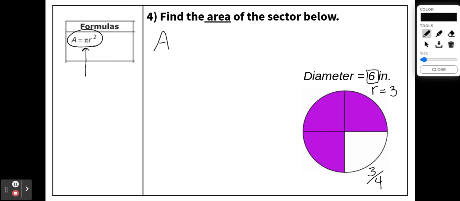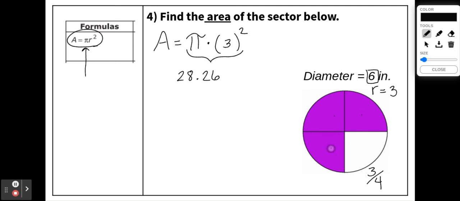So let's start off by finding the area of the entire circle. Area, pi times radius squared. Remember, radius is 3. Remember, this is going to give us the area of the entire circle. So when we do that, we get 28.26. Now, I don't want the area of the entire circle. I want the area of the shaded part.